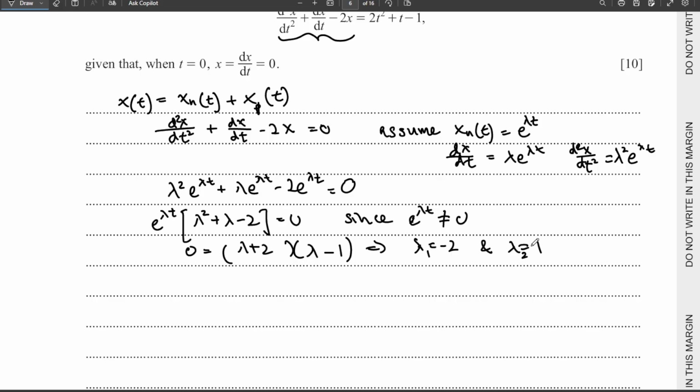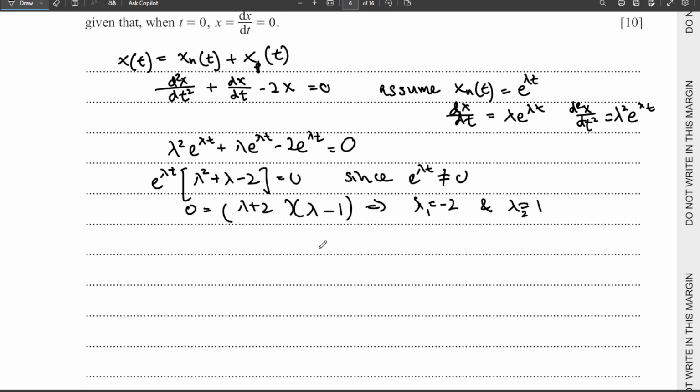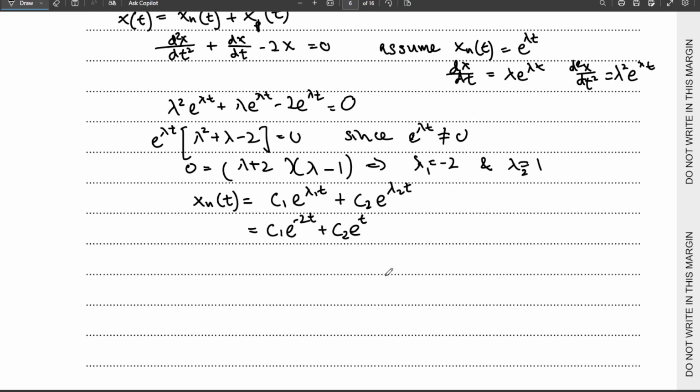Since the roots of the auxiliary equation are real, the homogeneous solution will take the form of an arbitrary constant times e^(λ1 t) together with another arbitrary constant times e^(λ2 t). This is the form of the solution for real roots from the auxiliary equation, and we just substitute the values of λ into the solution. So that's the homogeneous part.